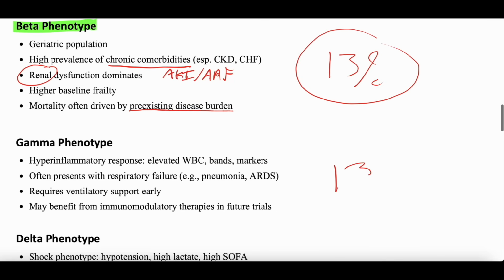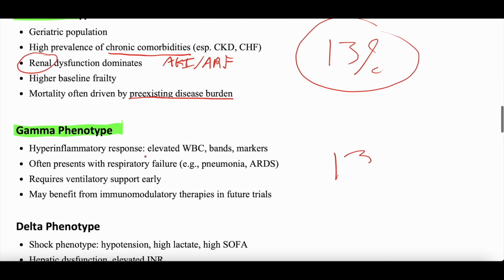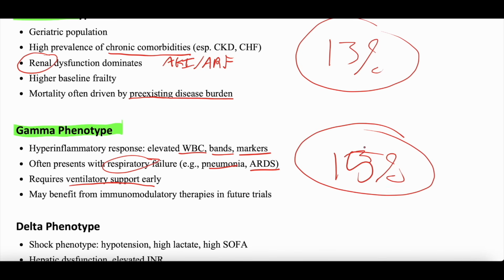Okay, and then the gamma phenotype, these patients had a lot of inflammatory derangements. So they had high WBCs, high bands, high inflammatory markers, and their predominant organ system involved was lungs, respiratory failure. They'd have pneumonia or acute respiratory distress syndrome. Many of them required ventilatory support early. And these were patients that maybe benefited from more immunomodulatory therapies. Again, we'll need future trials. And their mortality was similar to the beta phenotype at 15%.